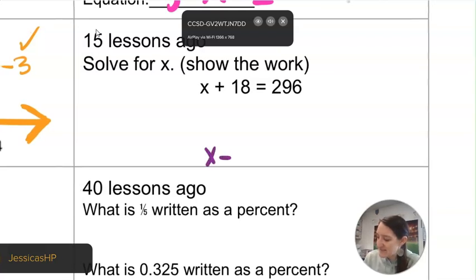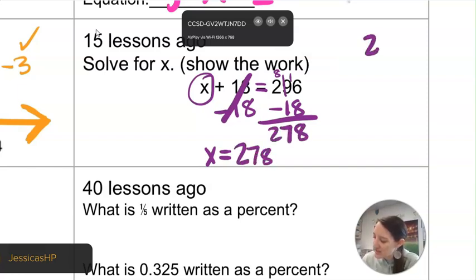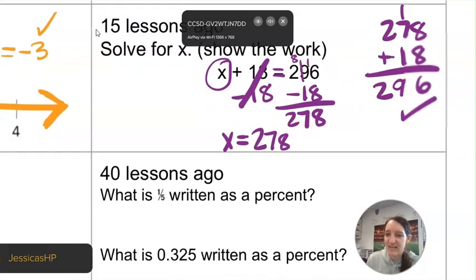Solve for X. That means I need to isolate the variable. What's the opposite of +18? -18, because that will make it so my X is now isolated, but then because it's an equation and I want to keep things equal, I need to do the exact same thing to the other side. So I get 278. And I could check it. 278 plus 18 is 296, which is what I started with. So boom, checked, correct. X is 278.